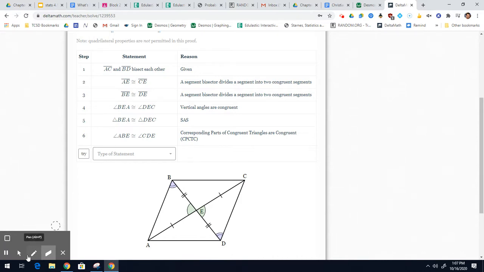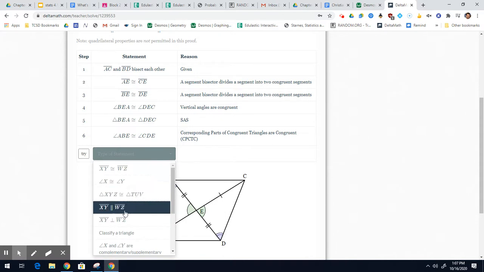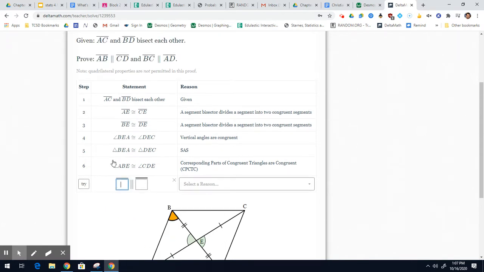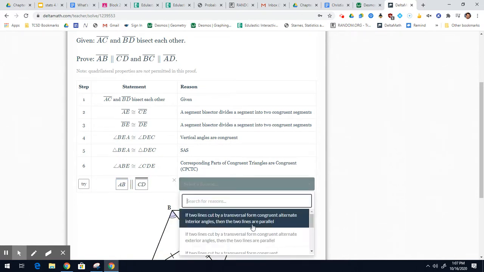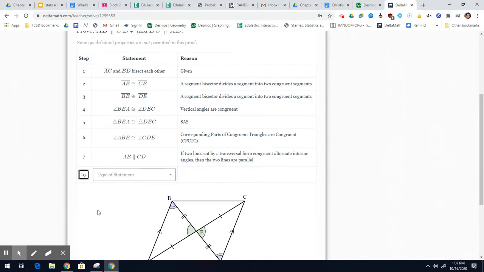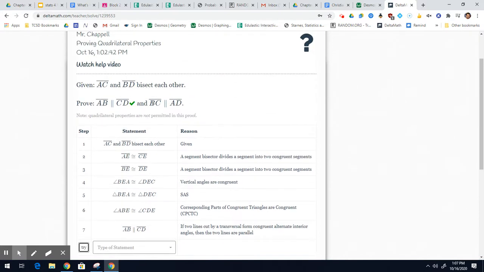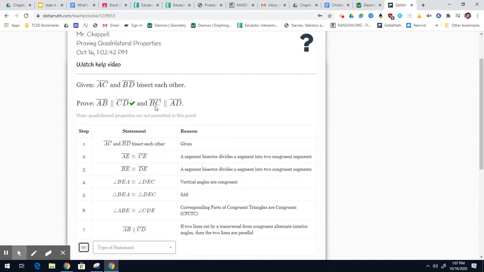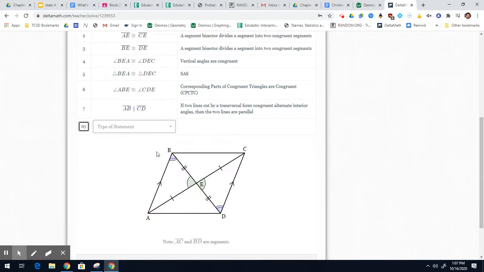Okay. So again, we're going to say that the two lines are parallel, and it's AB and CD. And again, if two lines cut by a transversal form congruent alternate interior angles, then the lines are parallel. Great. So now we have to do a similar proof for the second part, okay? Now we already have these sides congruent, but the new sides to prove parallel are BC and AD. Well, BC is at the top, and AD is at the bottom.